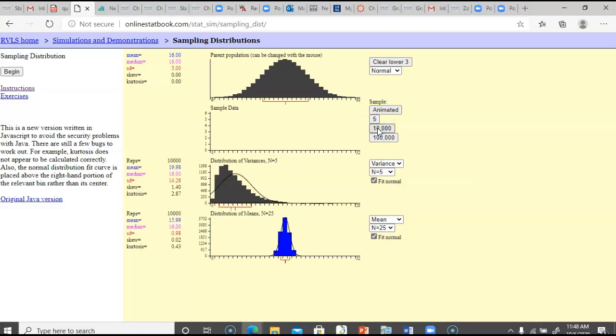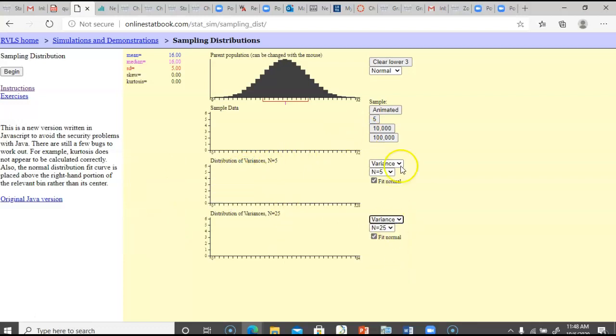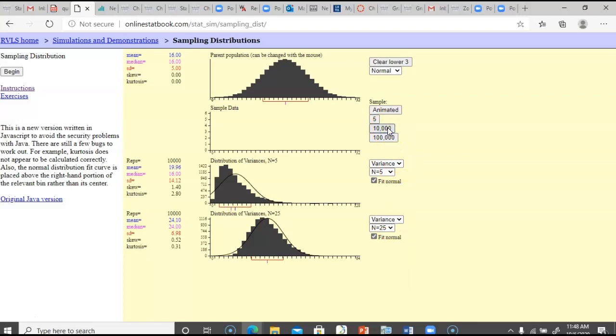If we look at some of these others, let's look at the variance. What you'll notice with the variance is, and let me switch this one to variance as well, our variance is actually skewed to the right when you look at the distribution of the variances. But as your sample size gets larger, it does tend more to be a normal distribution, but it has the characteristic of being skewed to the right.